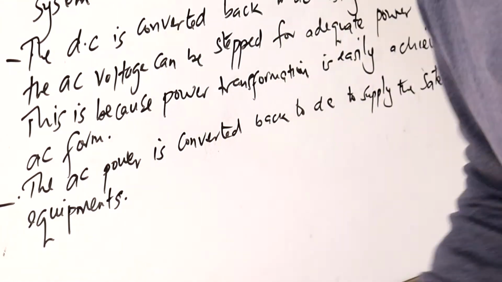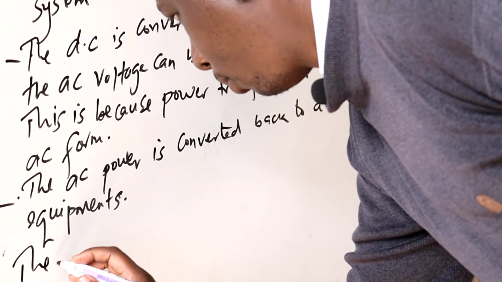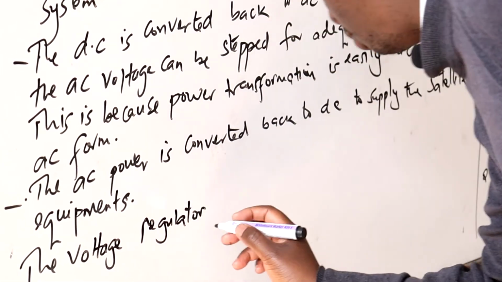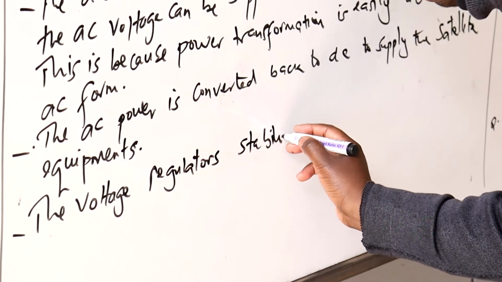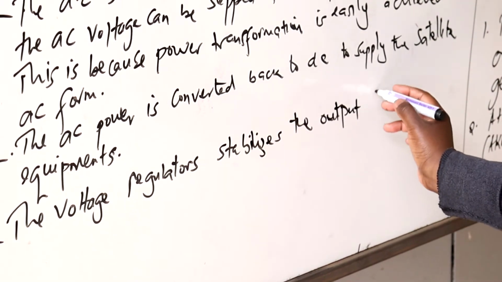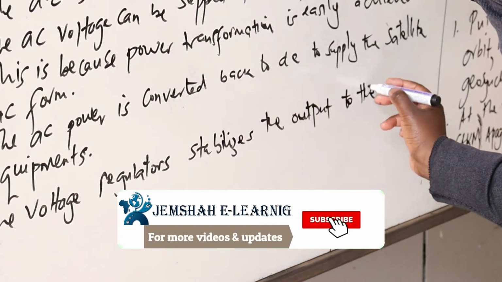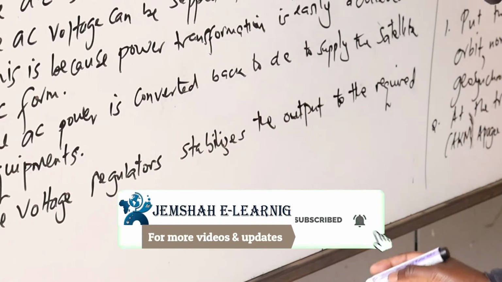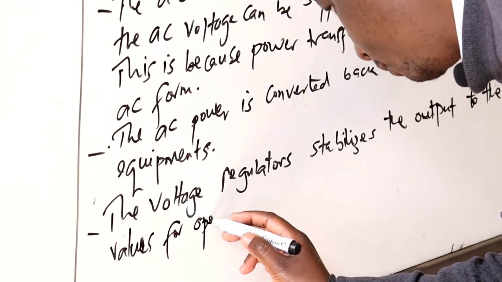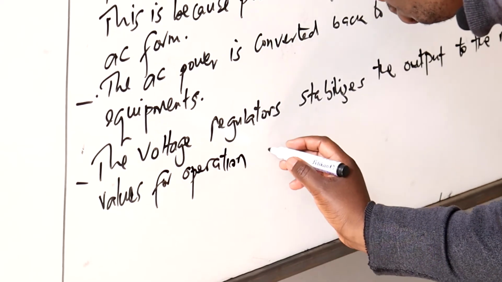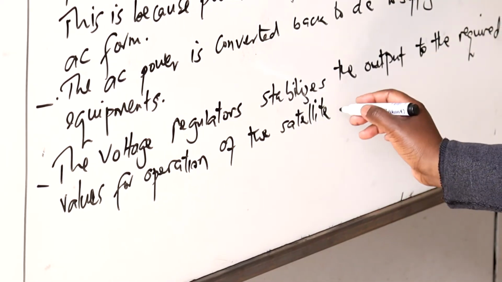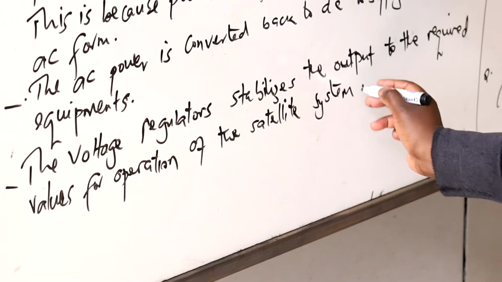So lastly, the voltage regulator stabilizes the output to the required values for operation of the satellite system.